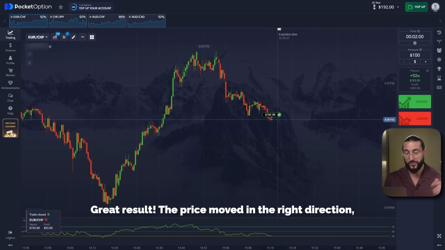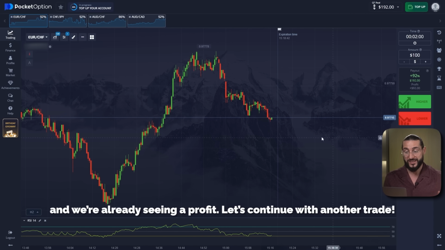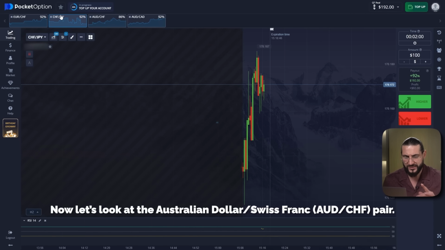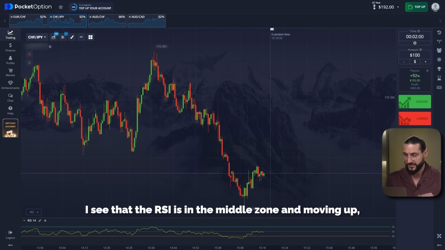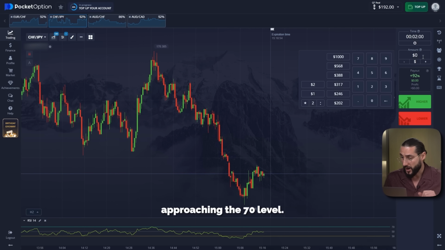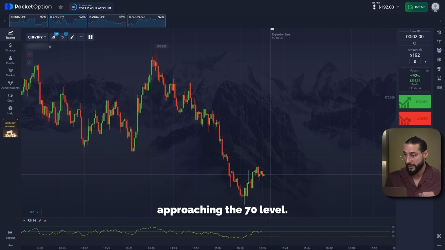Great result! The price moved in the right direction and we are already seeing a profit. Let's continue with another trade. Now let's look at the Australian dollar-Swiss franc pair. I see that the RSI is in the middle zone and moving up, approaching the 70 level.